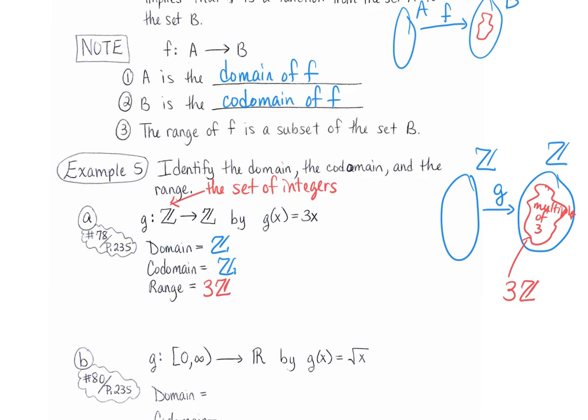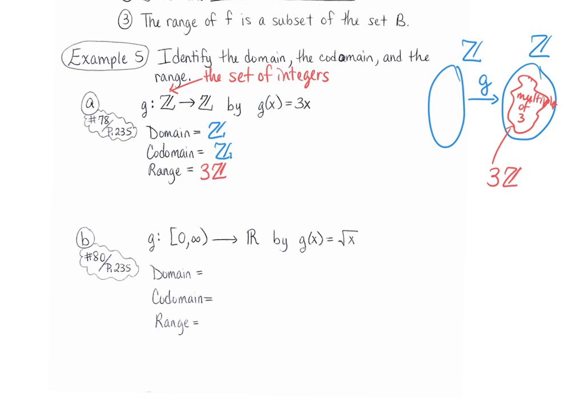Next example. We're taking the positive real numbers, including 0. We're mapping that to the set of all real numbers. And we define G by G of X equals the square root of X. What is our domain? It's the bracket 0, comma, infinity, parenthesis. Good. What is our codomain? All real numbers.